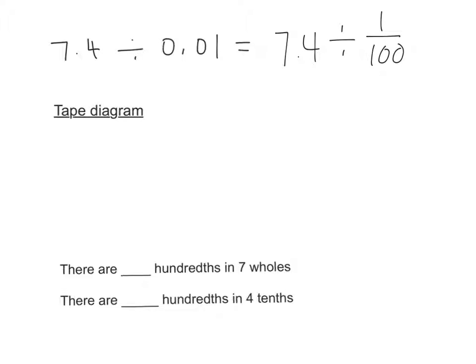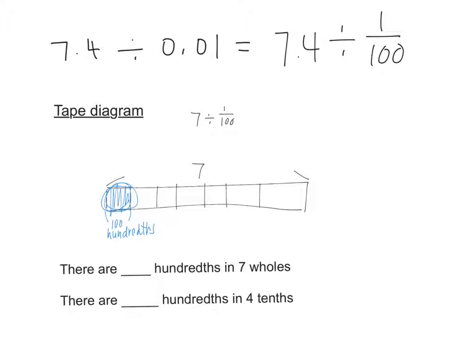Now, what about 7.4 divided by 1 over 100? Yes? Okay. If we draw a tape diagram, we'll have the same tape diagram we had before. Using what we had before, we know that there are how many hundredths in 7 wholes? 700 hundredths, and right, that's what we did before. But this time we actually have 4 tenths added on. Okay, this is 0.4. How many hundredths are there in 4 tenths? 40, right? Because if I split this into hundredths, I'll have 40 hundredths.